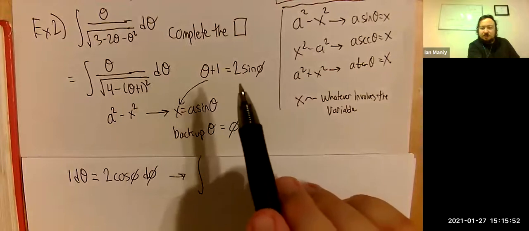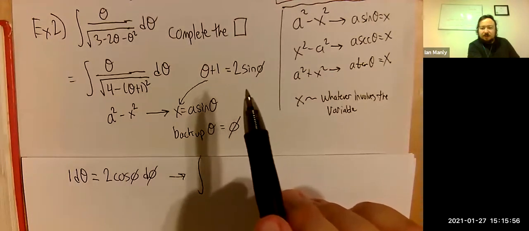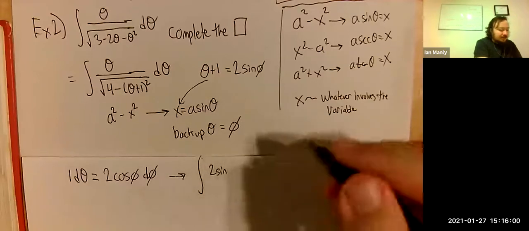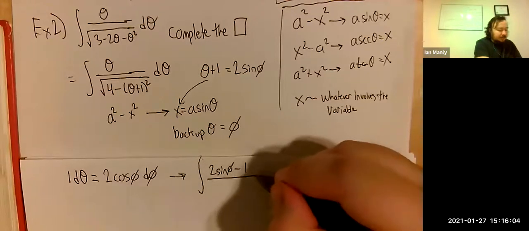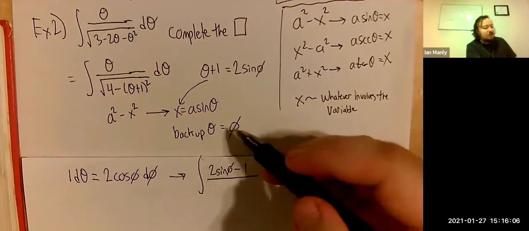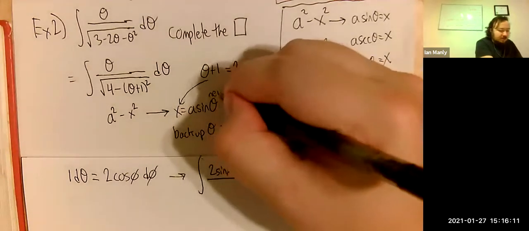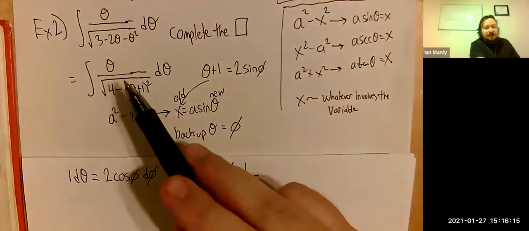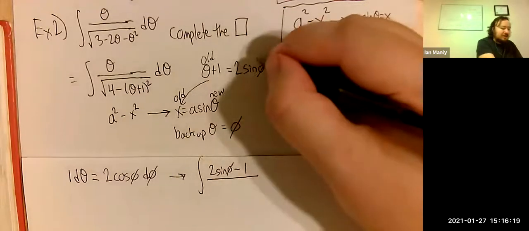Theta plus 1 is 2 sine of phi. Then that's right. We're going to have 2 sine of phi minus 1 right here. Why are we using phi? Because normally we would use theta as our new variable. But in this problem, we have theta as our old variable. So we need something different to be our new variable.